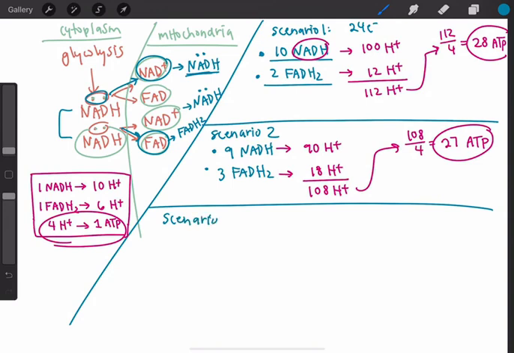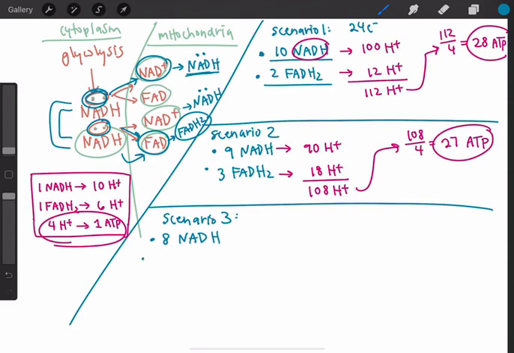This one is scenario 3. My handwriting is just getting messier and messier. So in scenario 3, both pairs of these electrons from NADH are going to be passed on to FAD. So we're going to have 2 molecules of FADH2.